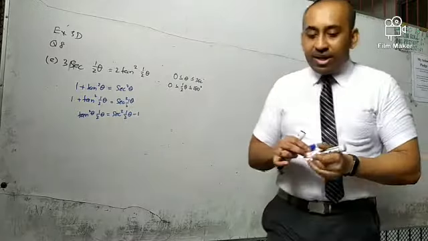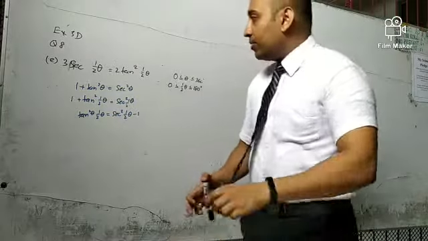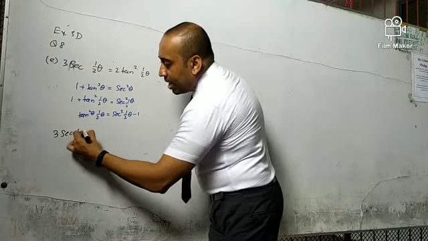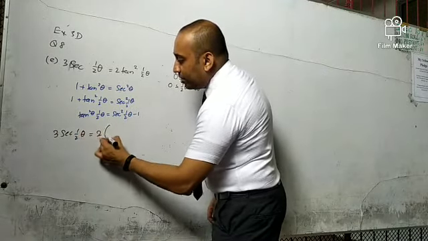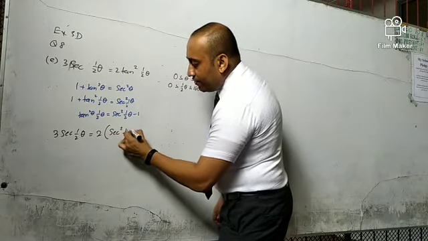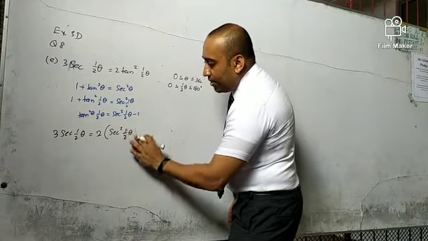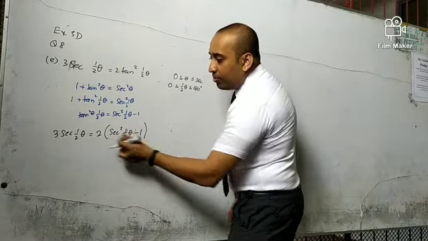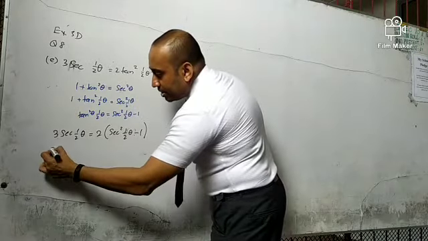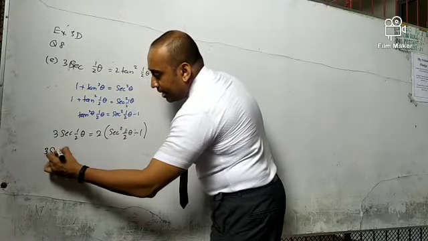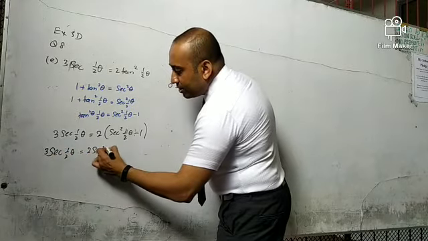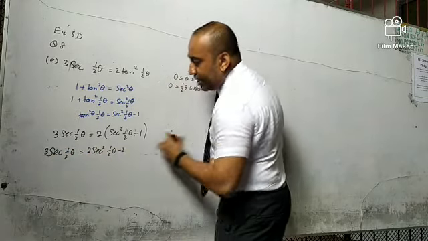Right. Then we replace it in the equation. So 3 sec half a theta is equals to 2 times sec squared half a theta minus 1. This 2 is common for both of these expressions, right? So this turns up to 3 sec half a theta is equals to 2 sec squared half a theta minus 2, right?